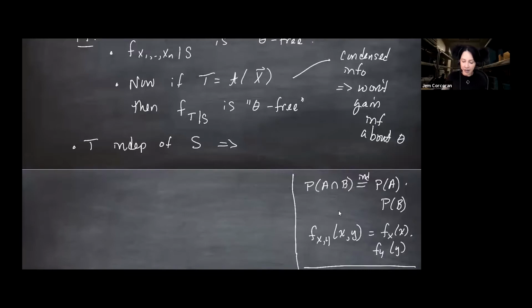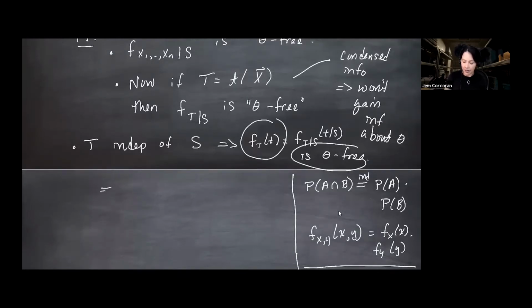T independent of S implies that the PDF for T is the same as the PDF for T given S. And we just reasoned that this is theta free. So we now have that the PDF for T is theta free, and that's the definition of T being ancillary. So we are done with that.